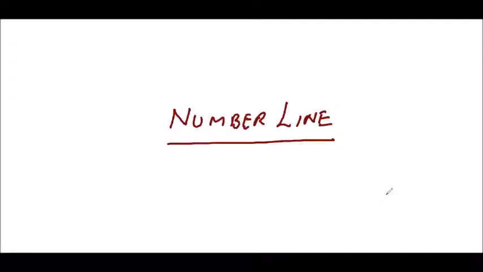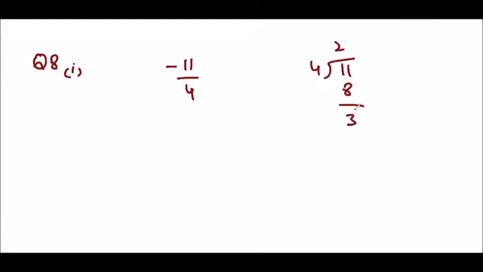So first, number line, question number 8 part 1 मैं कराऊंगा. -11/4. Divide 11 by 4. We can write this number as 2 whole 3/4. All of you know, you have learned in previous classes that -11/4 can be written in whole number 2 whole 3/4. Now what does it mean?